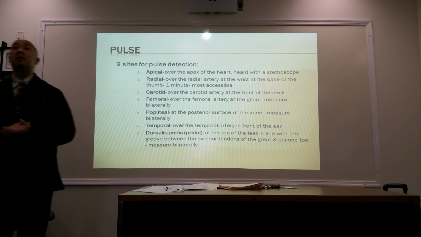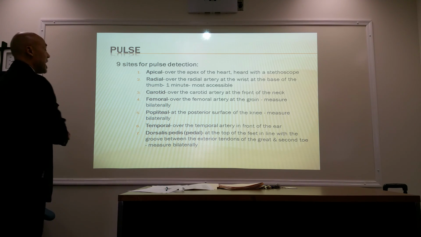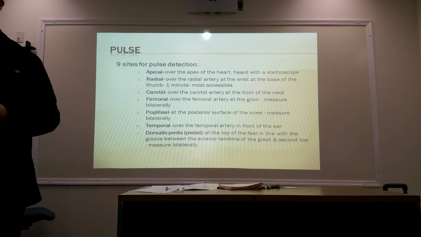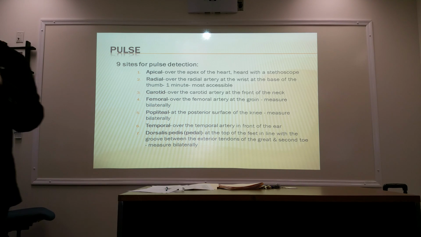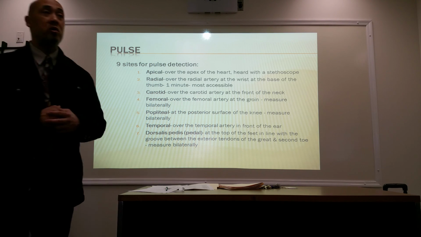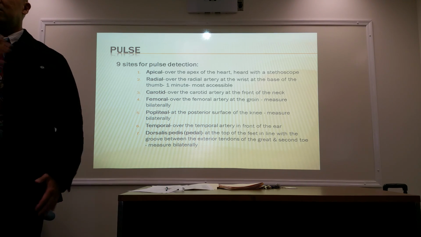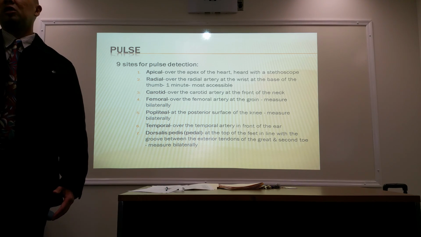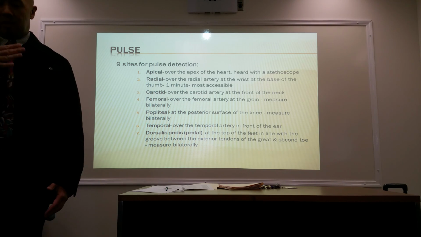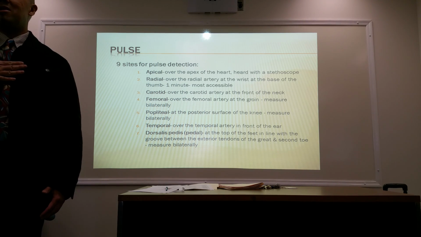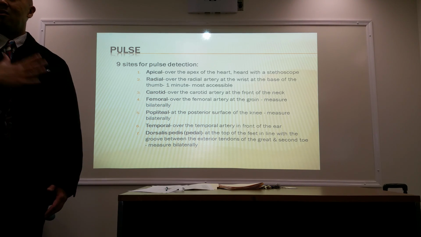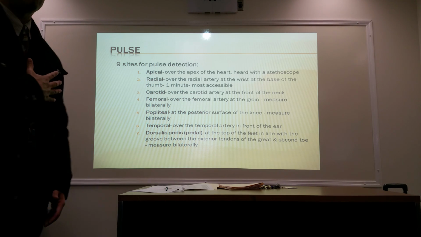The 9 sites where pulse can be detected. Number 1 is the apical. When we're talking about apical here, we're talking about the location of your left ventricle. Right? Left ventricle is where it pumps the blood out of your heart. Okay? Where is the apex of the heart located? When you do the Pledge of Allegiance, some of us do, it says put your right hand over your heart. Well, my heart's in the middle, isn't it? Where's the apex? At the bottom, right? Down here. Okay, so we're usually putting our right hand over the left part of our chest. So that's where the apex of the heart is located.